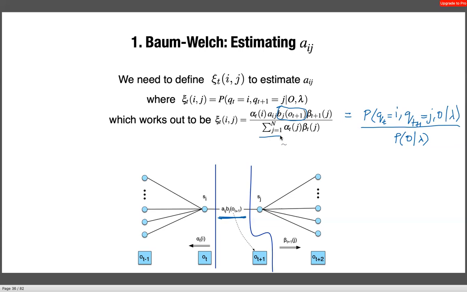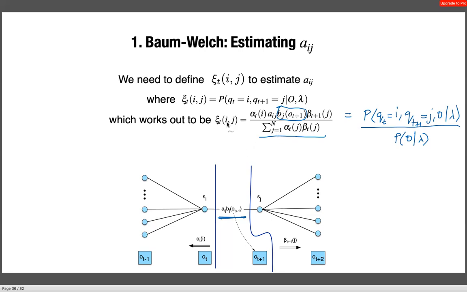This I'll leave as a small exercise for all of you. Convince yourselves that the probability of O can be written as the summation over all j of alpha t of j times beta t of j. It's just the product of the forward and backward probabilities.